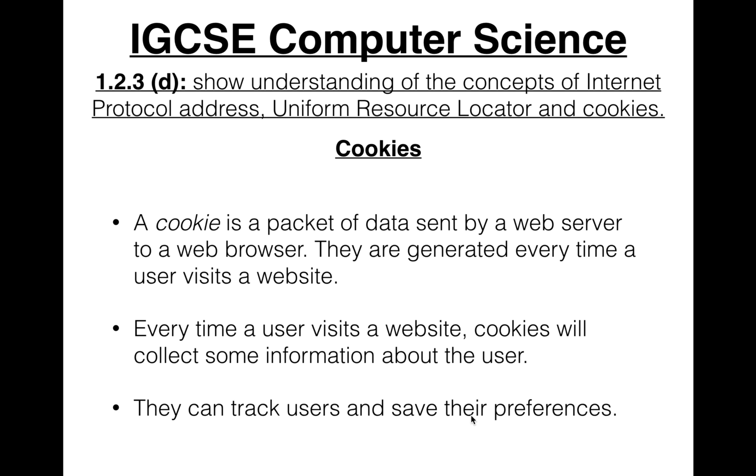They can track users, which is creepy, and save their preferences. If you go to Amazon, for example, and you view an item, the next day if you go back to the Amazon home page, it may say something like customers who have viewed this item also viewed something else, with lists. That's pretty much how cookies work.